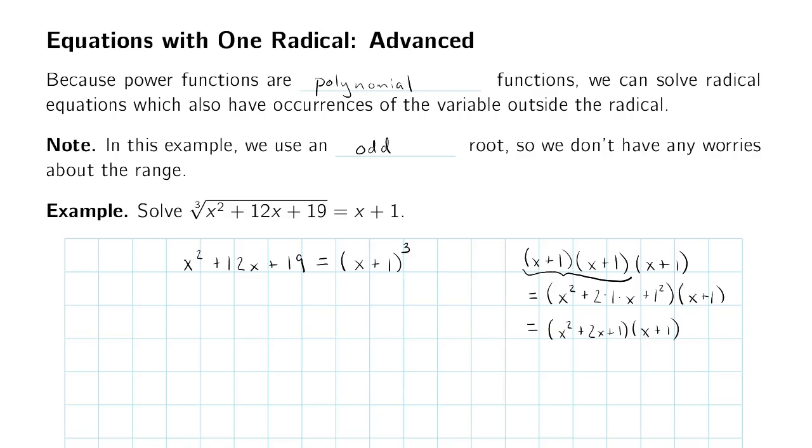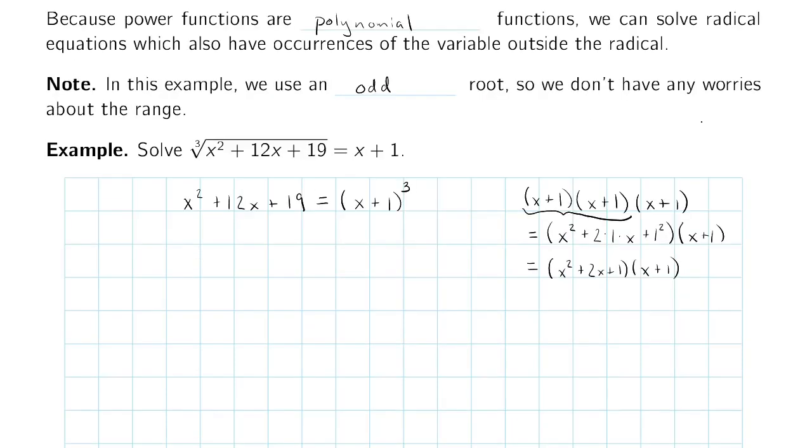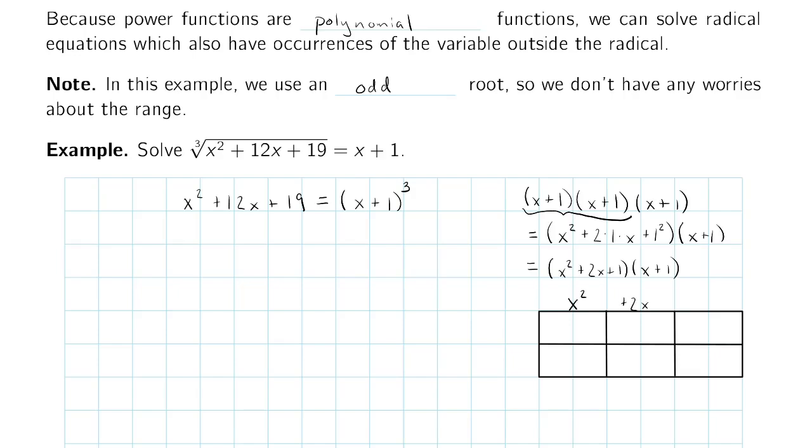I'm multiplying something with 3 terms times something with 2 terms. For that, I'm going to draw a rectangle. I'll want to have 3 columns and 2 rows. And I'll put my x squared plus 2x plus 1 across the top. I'll put my x plus 1 down the side.